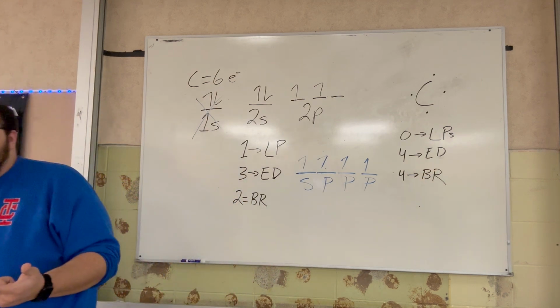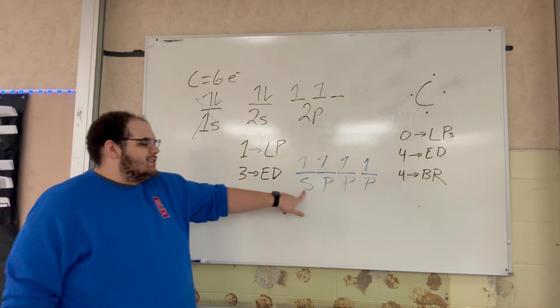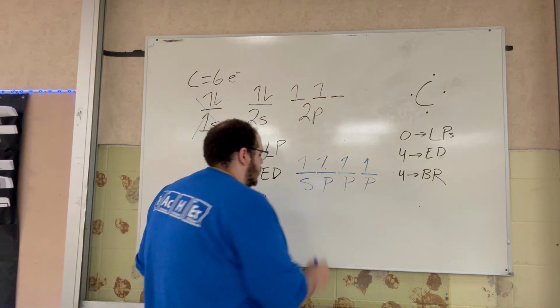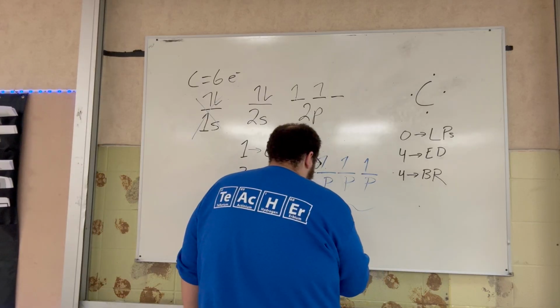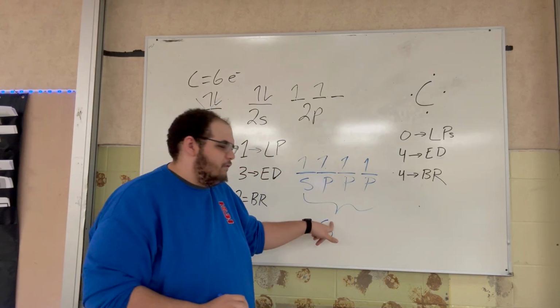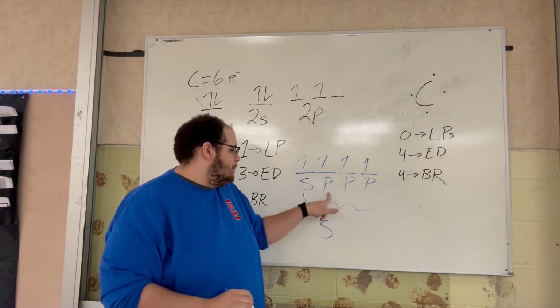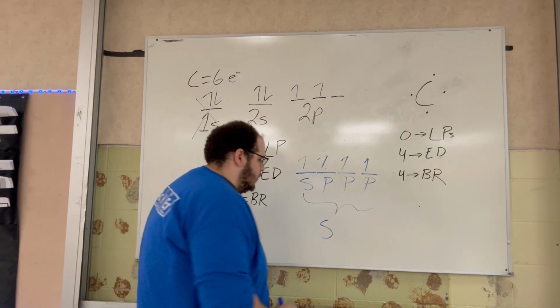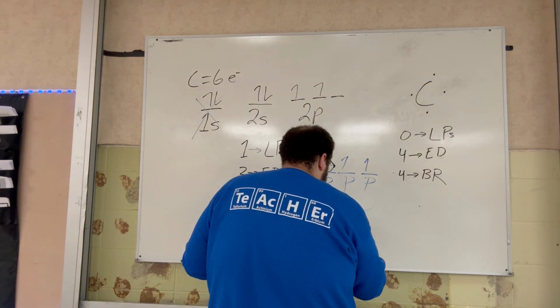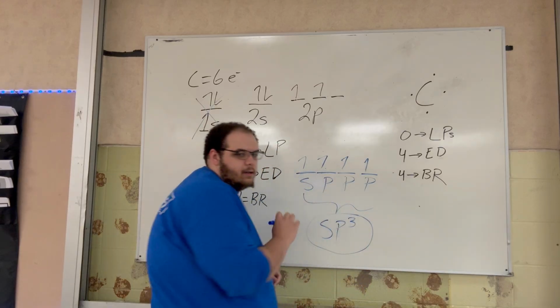We need to name it. How many S's did we have in total here? 1. There's an invisible 1 right there. How many P's did we take? 3. This is called sp3 hybridization.